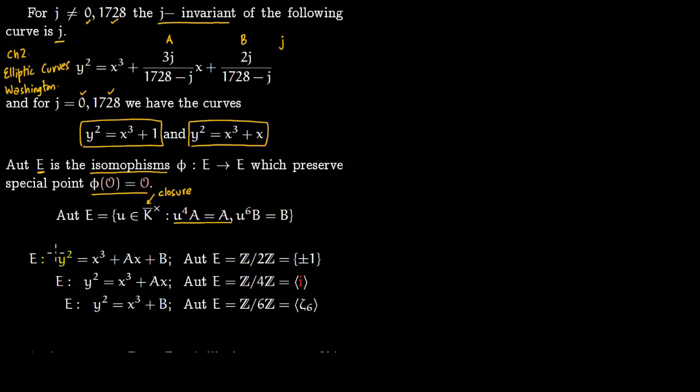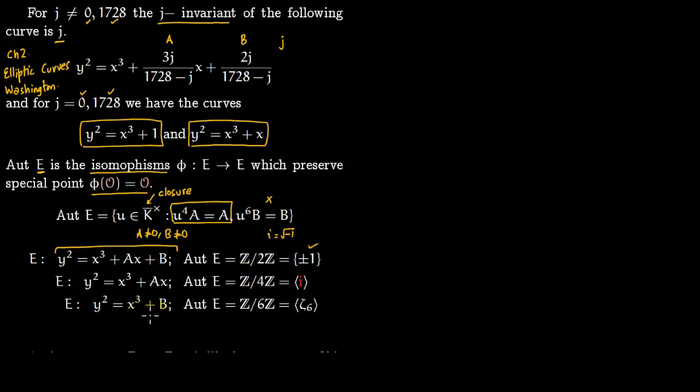If you're given an elliptic curve like this, where A is not 0 and B is also not 0, then your automorphisms are just generated by plus or minus 1. There is nothing you can do. Now if your elliptic curve is given like this, that is B is 0, then your automorphism is generated by this complex number i, where i is the square root of minus 1. So obviously this is generated by this relationship.